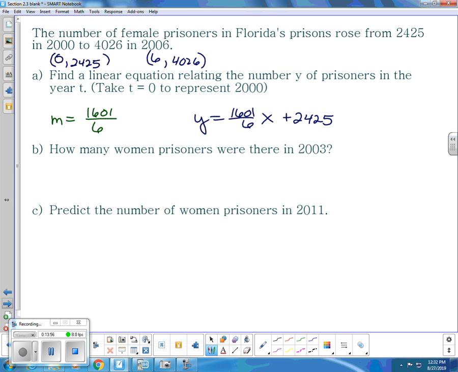How many women prisoners were there in 2003? So I would plug in what? For what? 3 for x, and oh my goodness, we're supposed to make sure it's t. I never use t's because they look like plus signs. All right, so we're going to plug in a 3, not 2003. Keep in mind, you change that. Remember to round, you can't have part of a person. So round it to the nearest whole person.